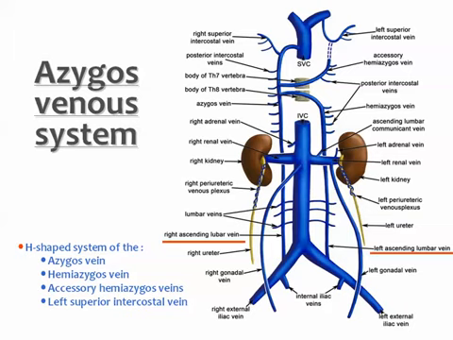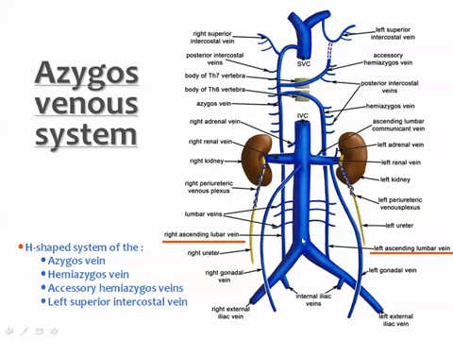The alternatives for venous drainage of the limbs, when the IVC is occluded by a tumor, are the azygos system, the hemiazygos, the accessory hemiazygos, as well as the superior intercostal vein.